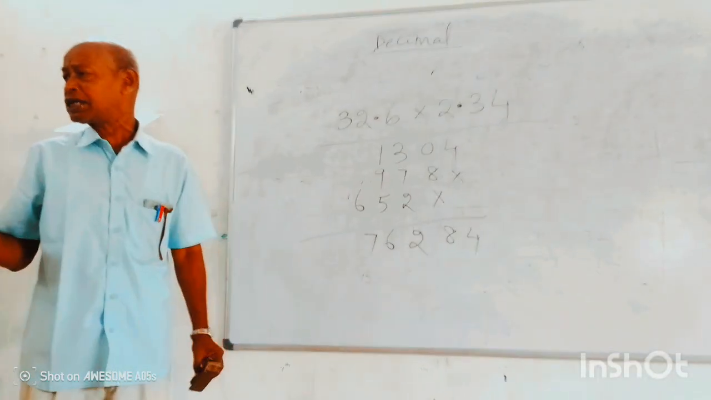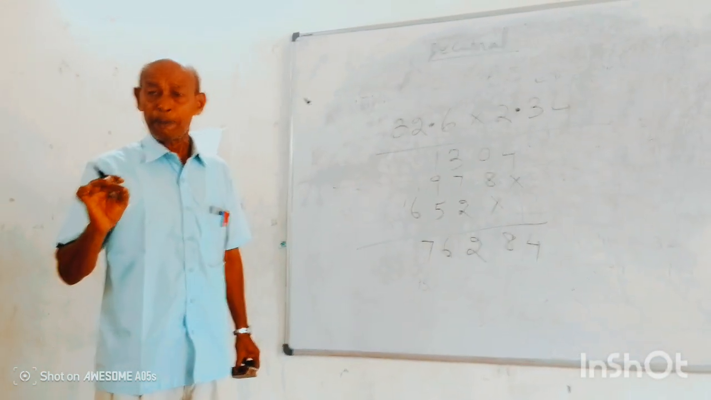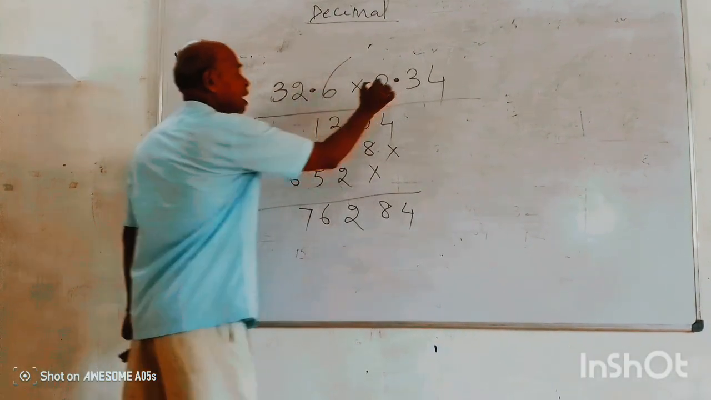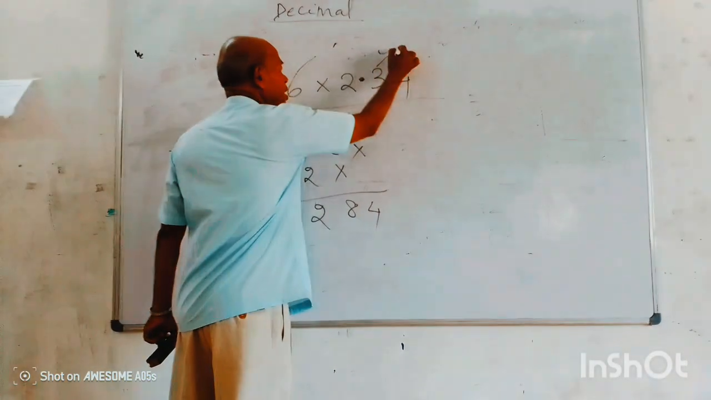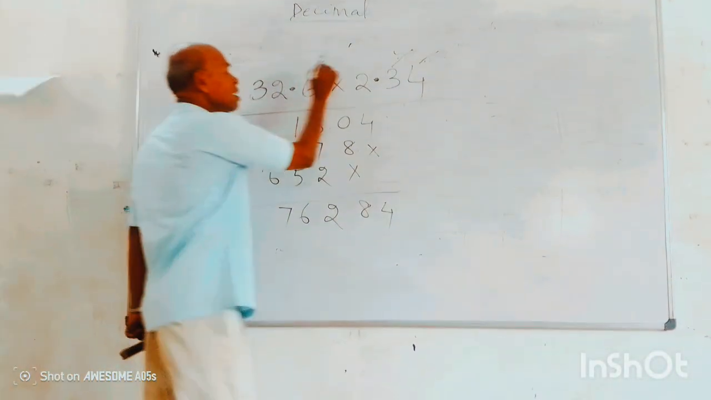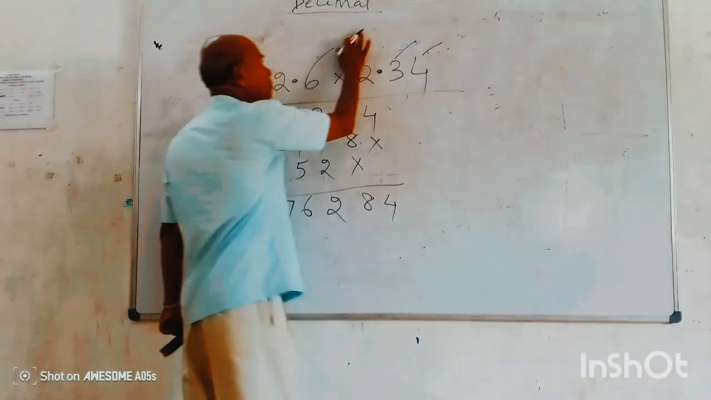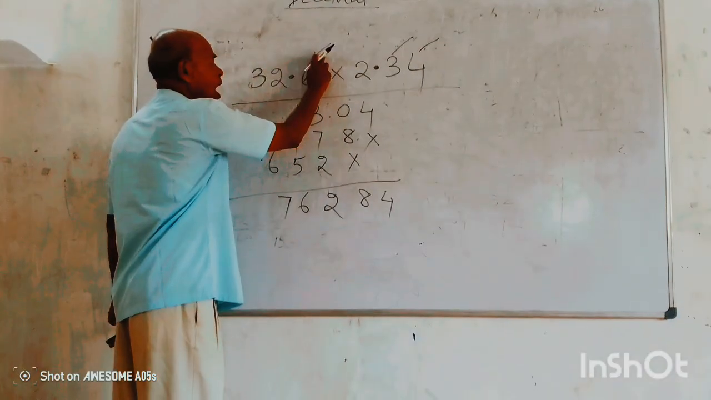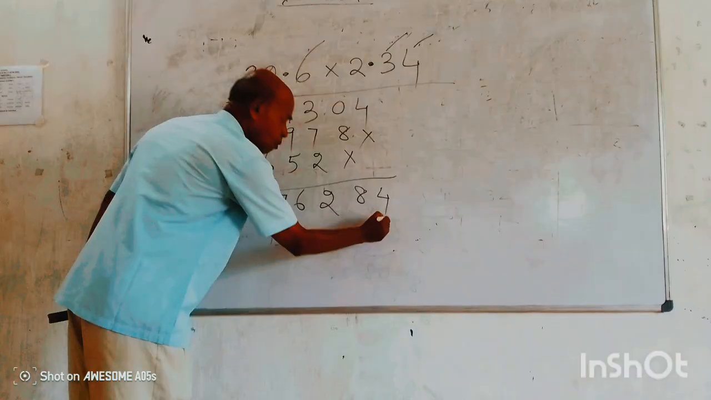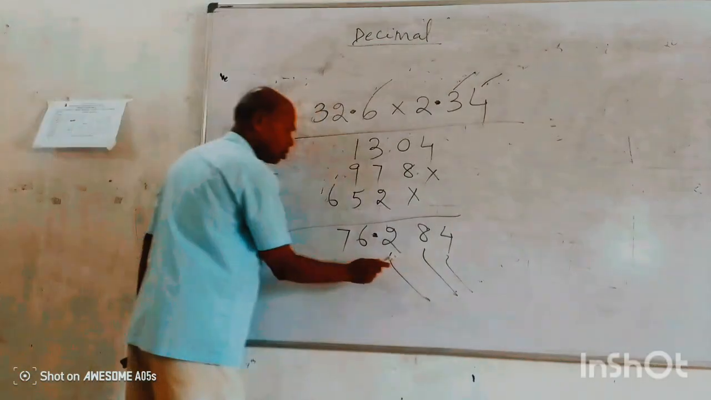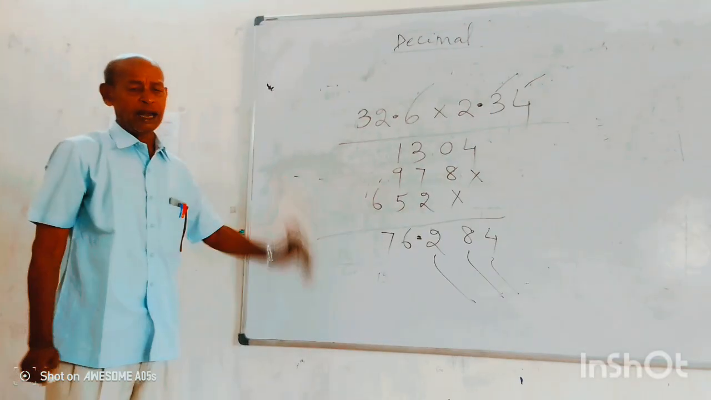Now the question arises, where will we put the decimal point? See here, after the decimal point here there is 1 digit. After the decimal point here there are 2 digits. Total 1 2 3. You have to count the number of digits after the decimal point of both the quantities. Here 1 2 3. Put the decimal point here. Okay? 1 2 3. Leave and put the decimal point.